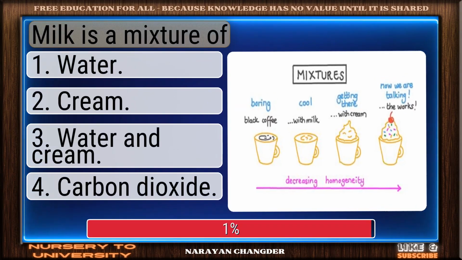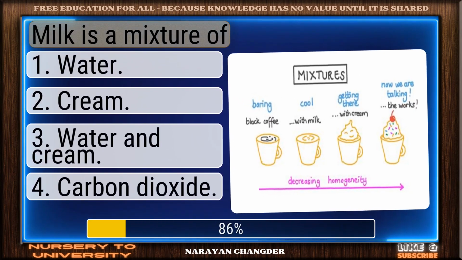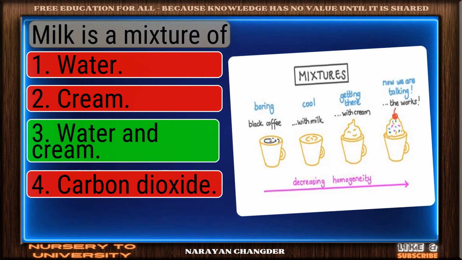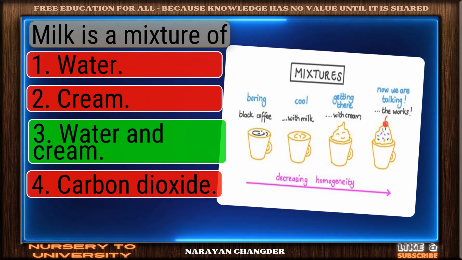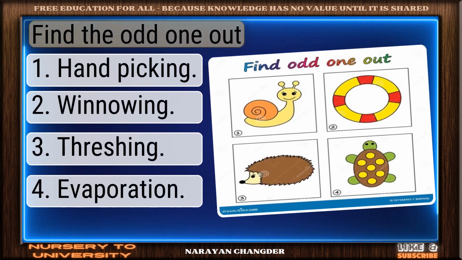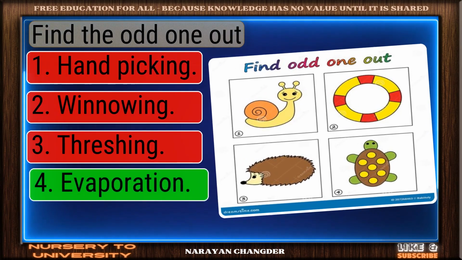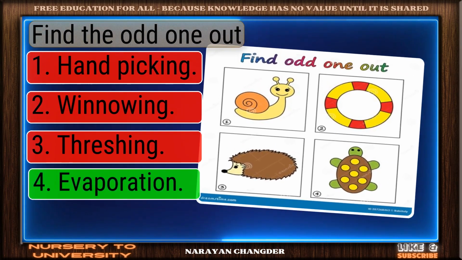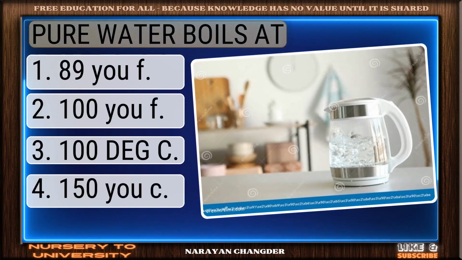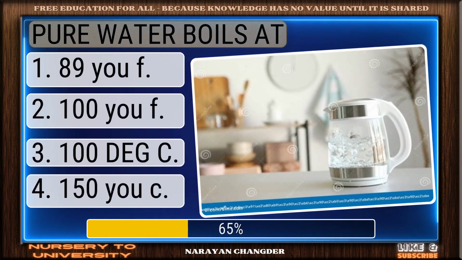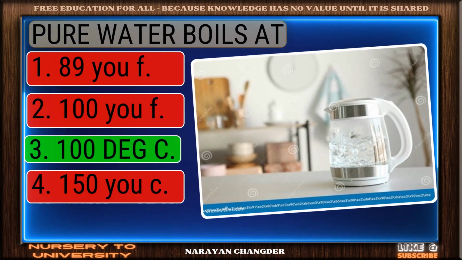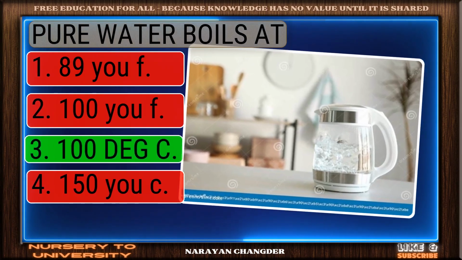Milk is a mixture of. Exactly. Water and cream makes sense and it is the right choice. Find the odd one out. Great job. Evaporation is the accurate answer. Pure water boils at. Well reasoned. 100 degrees C is the correct choice.